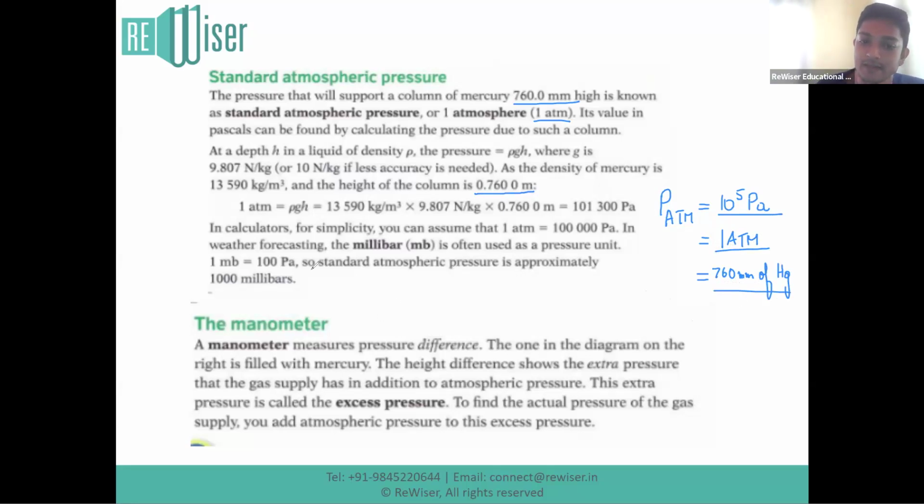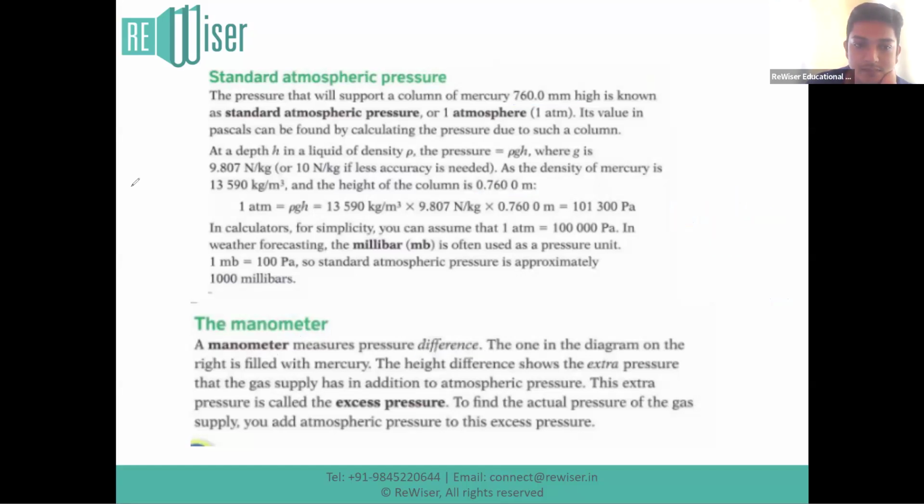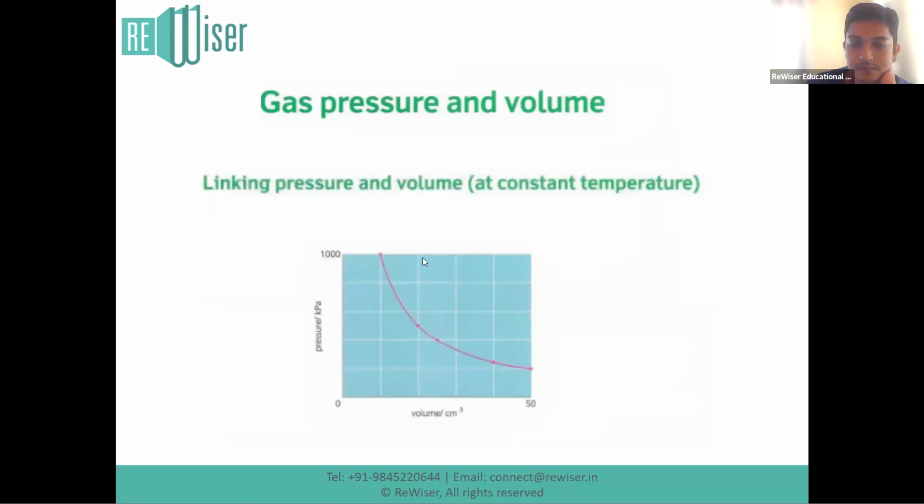Next, a manometer. A manometer is a device which is used to measure pressure. It measures the pressure by accurately denoting the difference in the pressure between the two quantities whose pressures are depicted in the manometer. So let's understand how this works.